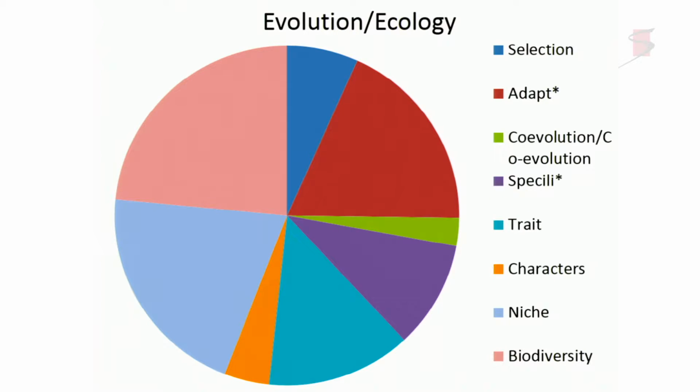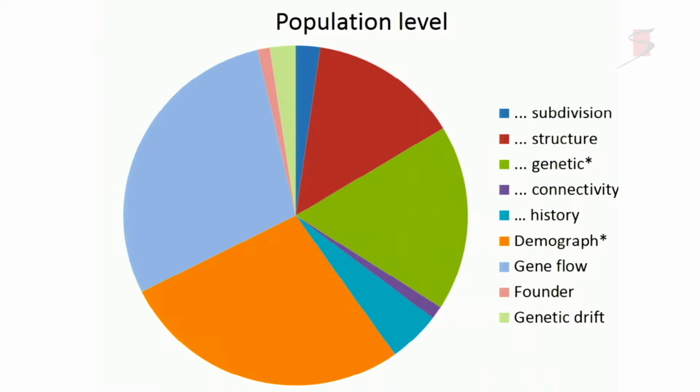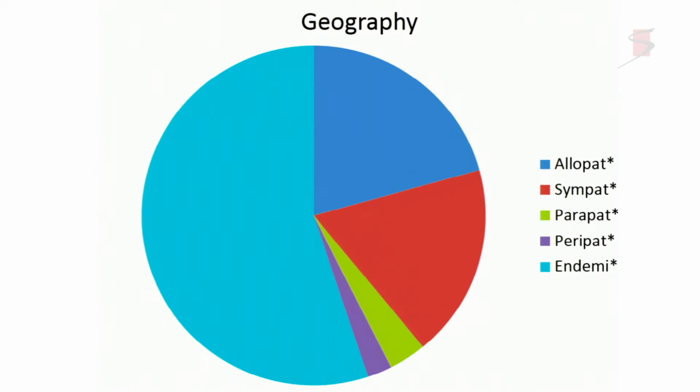Within evolution ecology, biodiversity, adaptation, adapted, that sort of thing. Niche is a big word that people use. At the population level, gene flow, demography, demographic, population genetic structure, population structure.